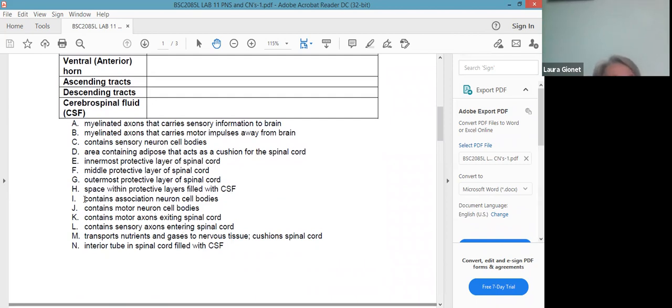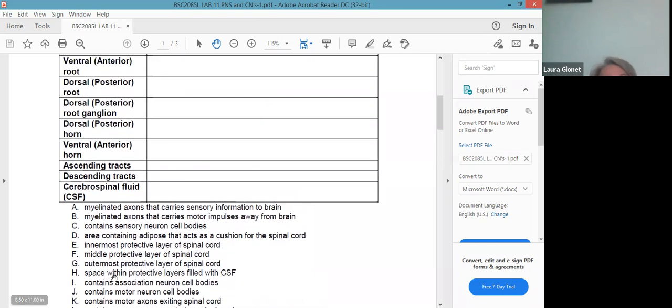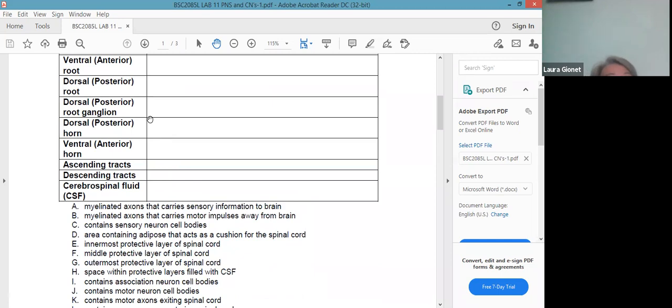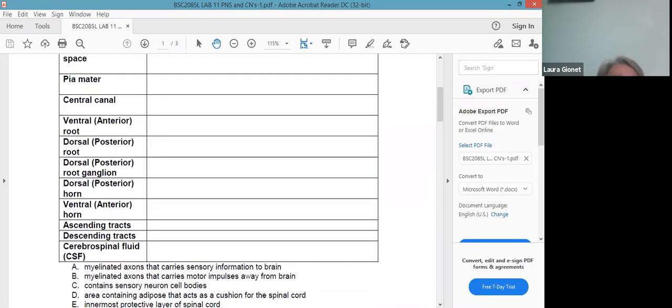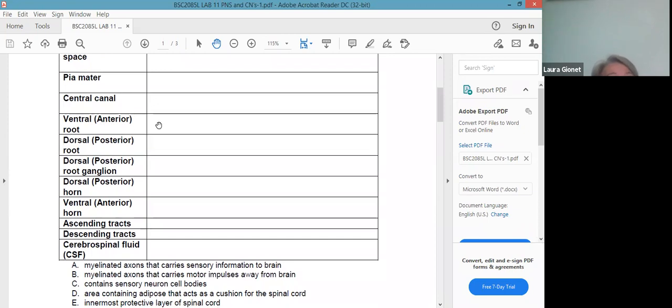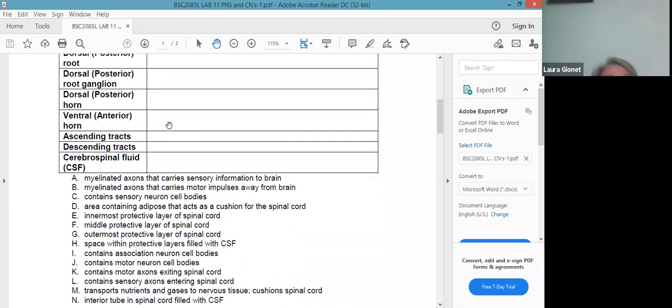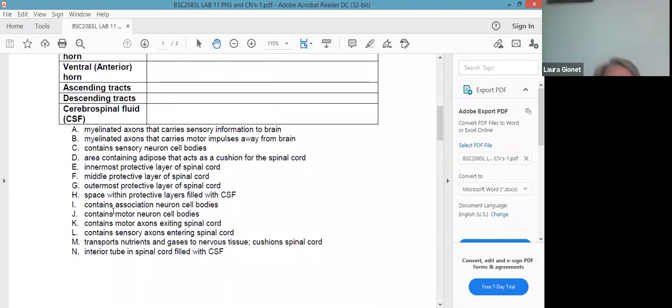Okay, I contains association neuron cell bodies. All right, that is found in the posterior gray horn or the posterior horn. K contains motor axons exiting the spinal cord. Right, those would be the anterior roots or the ventral roots. So about four or five down from the top, we have the ventral or anterior root. That would be J. That contains the motor neuron.